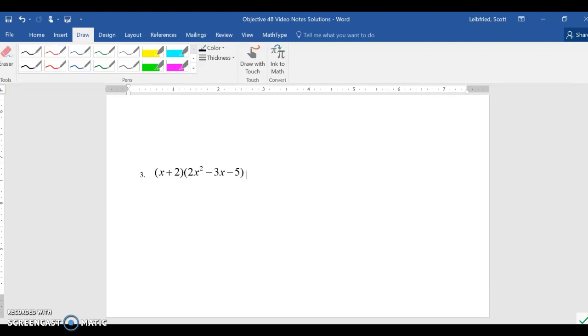5. So a little different than problems 1 and 2, but again, we take everything in the first parenthesis and multiply it by everything in the second set of parentheses. So x times 2x squared, remember, x times 2x squared. That's x to the first, so we're going to add our exponents, so 2x cubed. And just kind of reviewing rules of exponents. So this is 2x cubed.